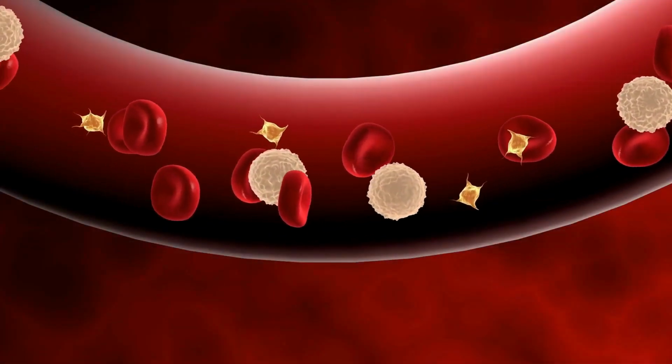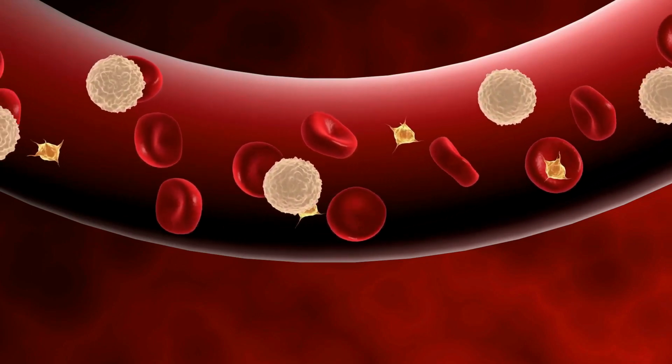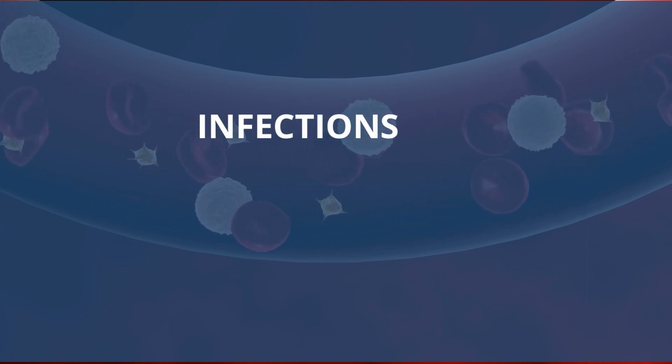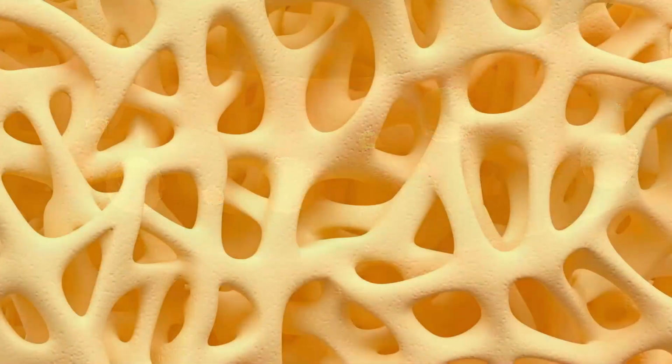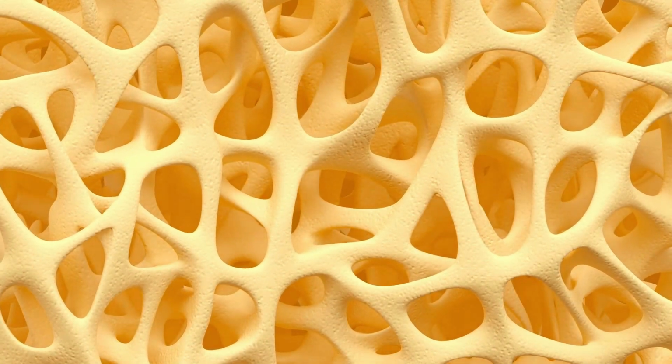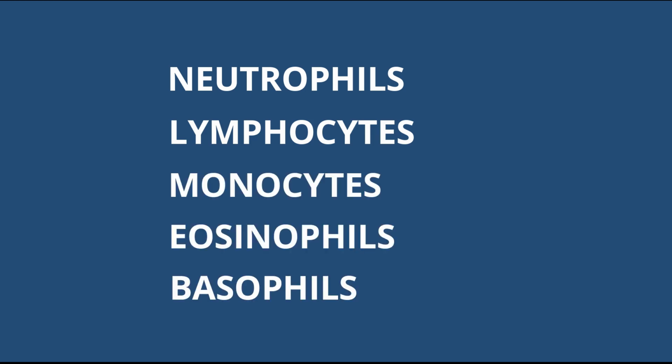White blood cells, or leukocytes, are an integral part of our immune system. They form a powerful defense against infections, bacteria, viruses, and other harmful substances. WBCs are produced in the bone marrow and can be classified into different types, such as neutrophils, lymphocytes, monocytes, eosinophils, and basophils, each with its specialized role in combating threats to our health.